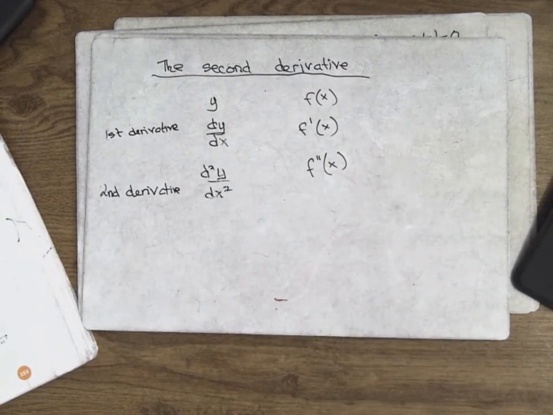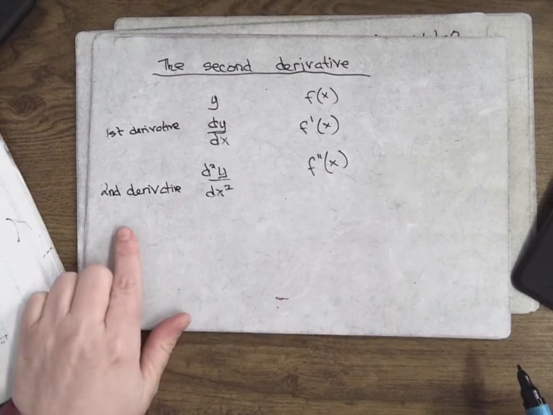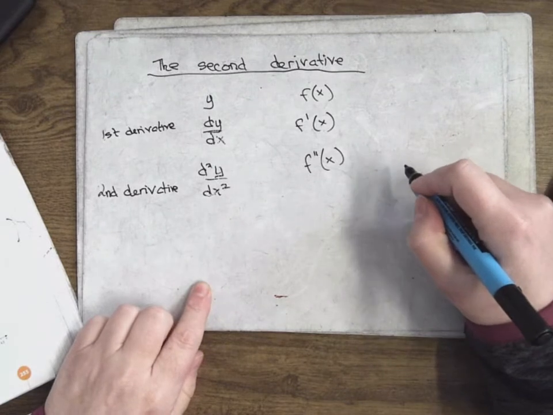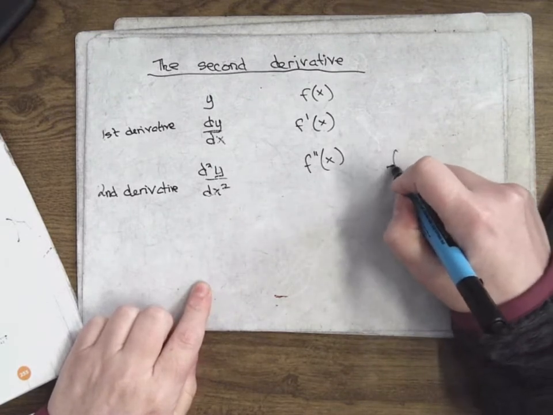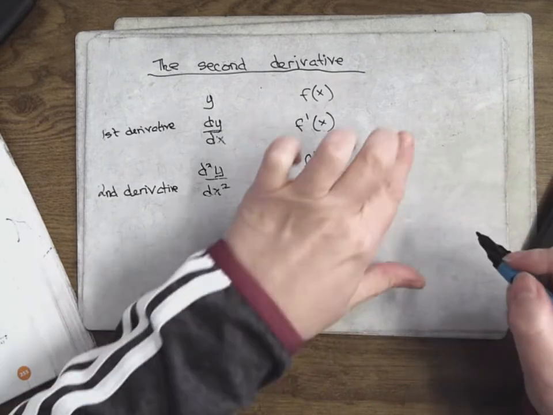You all look pretty confused at the moment. But wait till you see an example. It's actually fine. Does that say f11? It said f double dash, right? It's like two apostrophes. Okay, so f double dash of x.